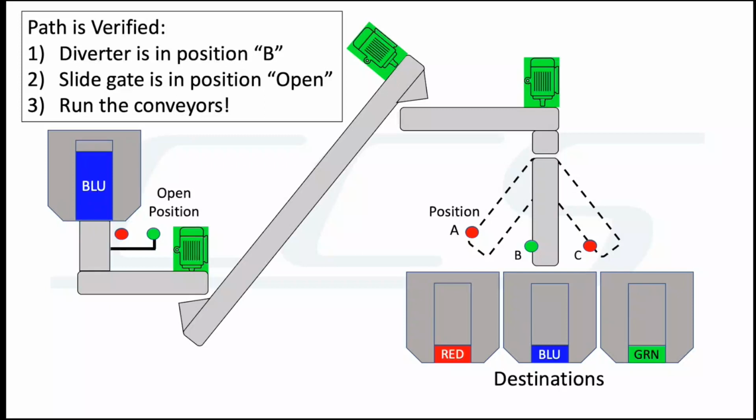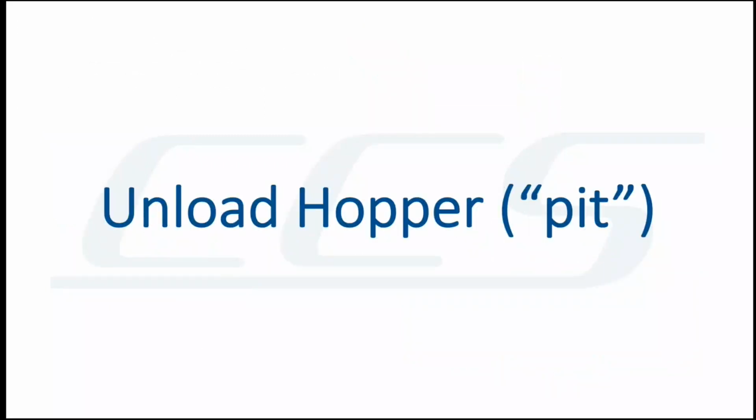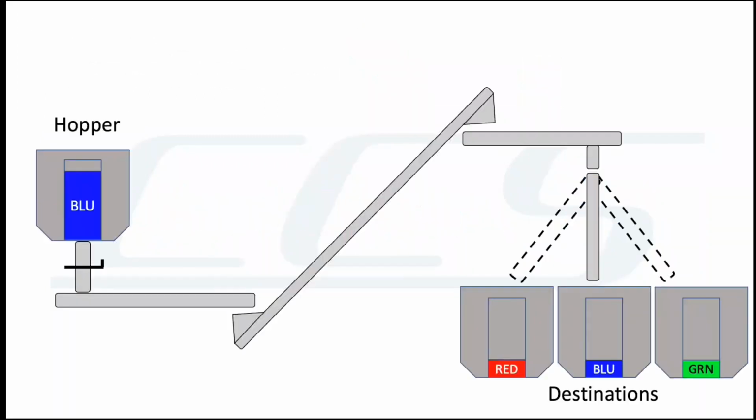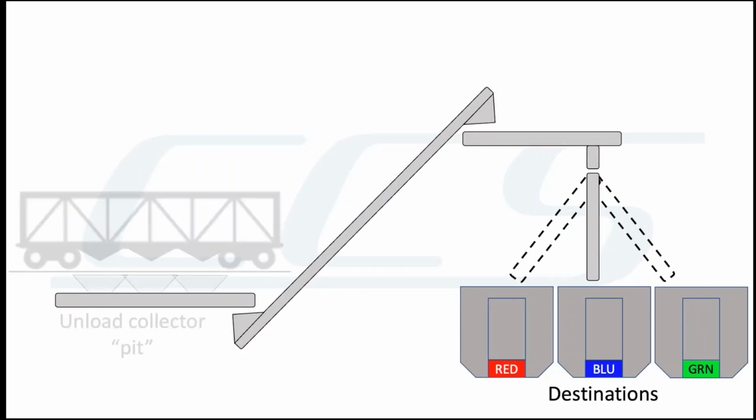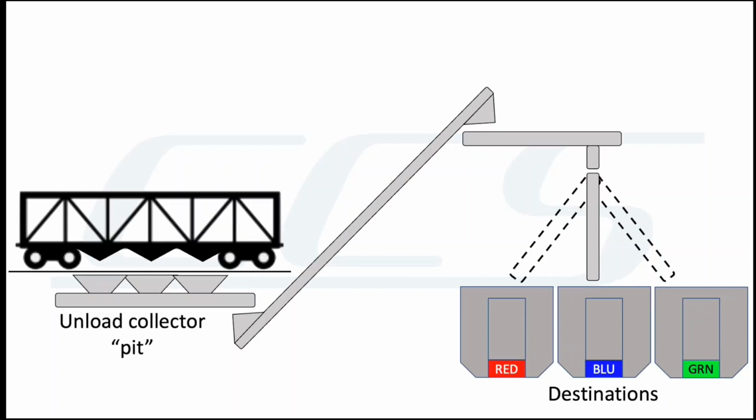Okay, let's move on to a situation where we have an unload pit. So instead of having a hopper with conveyors, let's consider that we have a rail car. The rail car would sit over a collector, commonly called a pit. And if we were to open the slide gates, chutes, or valves, or whatever the rail car has, then it could discharge into the pit, and then the conveyors can carry the material across and then up the incline.